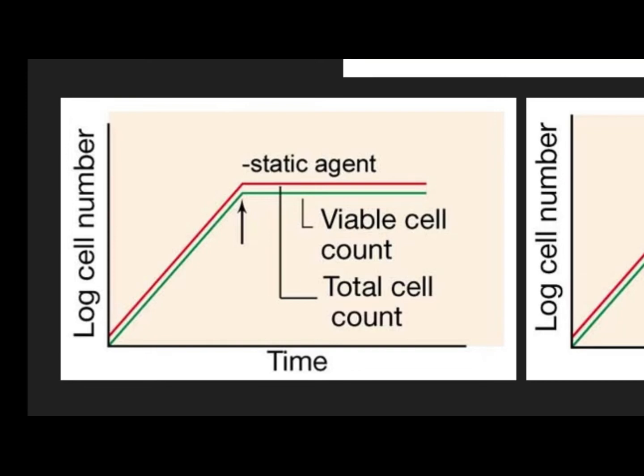But if you watch both of those, they increase over time. So we're moving through time and increasing in cell number over time. And when this static agent is added, notice both the viable cell count and the total cell count have a slope of 0. So there's no change in the cell number over time. So you have stopped binary fission. You have assumed stasis here, and so we call that a microbistatic agent.